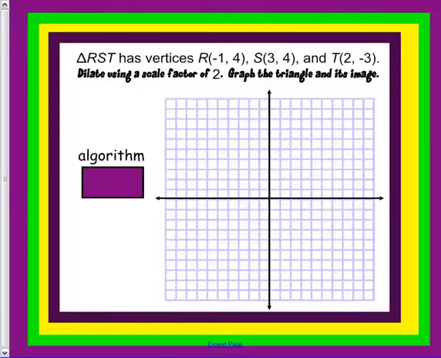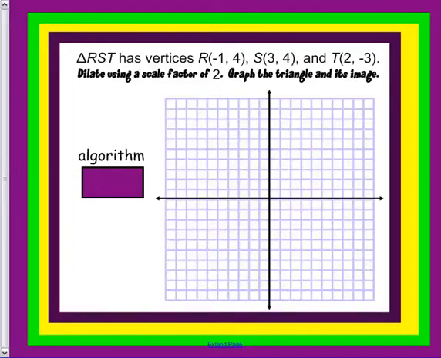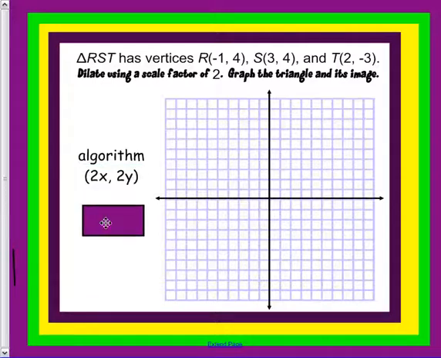Okay, so let's look at another one. What if they dilate it using a scale factor of 2? Graph the triangle and its image, and then come up with the algorithm for me. Okay, I'll be back in just a second to show you the answer. All right, so if you graphed it, this is what it should look like. The structure is changing because the side lengths are getting bigger, and this side length has gotten bigger. All of the sides are getting bigger. So this is a stretch. It's a dilation of 2, so it should be getting bigger, which means that our algorithm should be multiplying the x's and y's by 2.